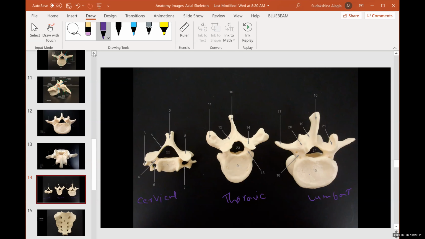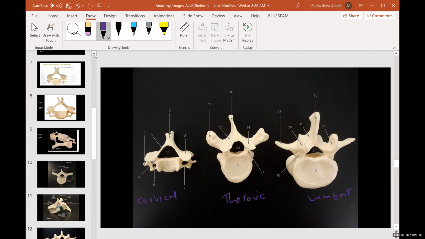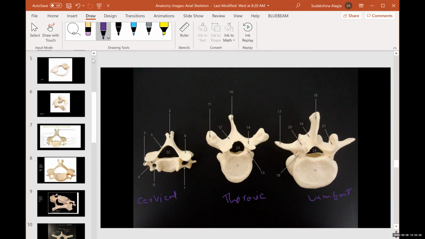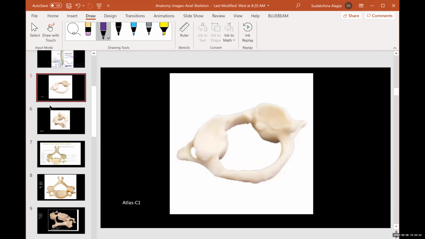So C1 through C7, I actually have provided with names here, picture with names here. C1 and C2, the first cervical vertebra and the second cervical vertebra, they are given different names because they look different from all the other cervical vertebrae. C1 is called atlas.